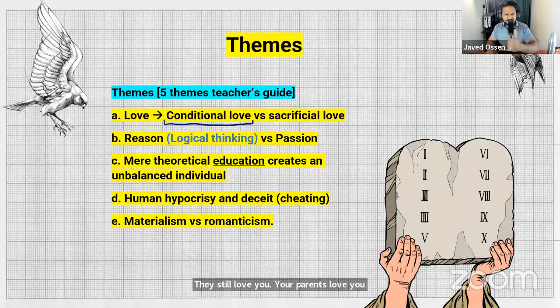So what does conditional love mean? It means if you give me one thing, I will give you something else. Do you understand that? If you give me one thing, I will give you something else. And that is called conditional love.